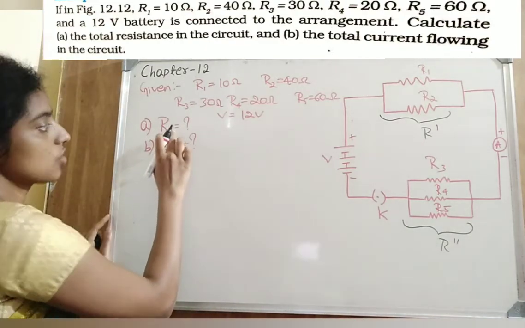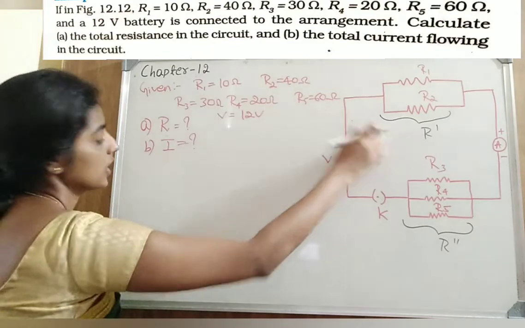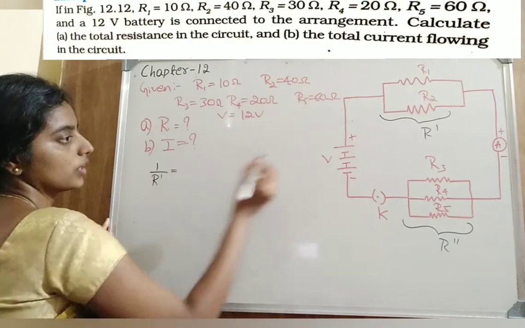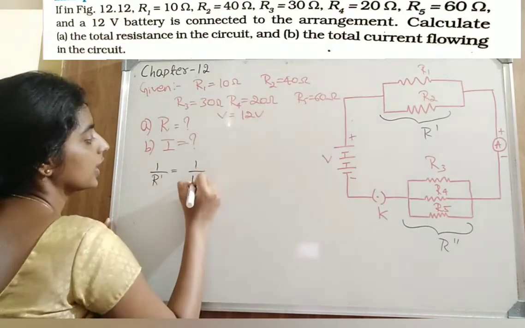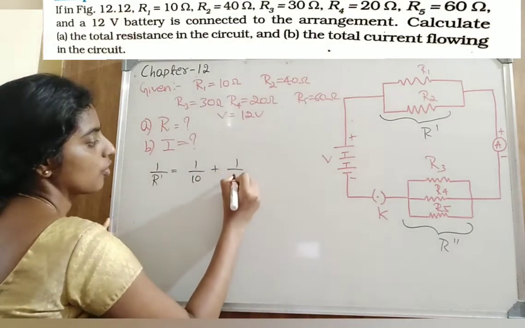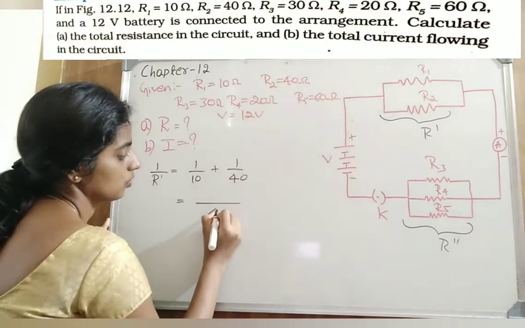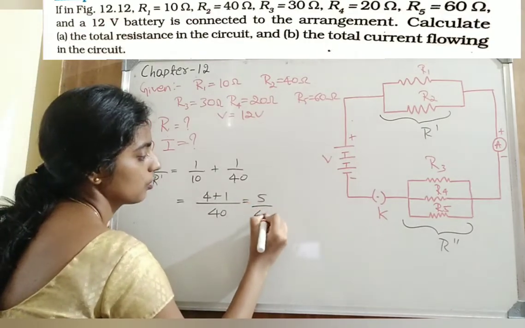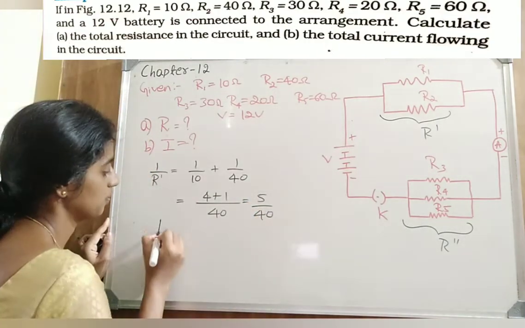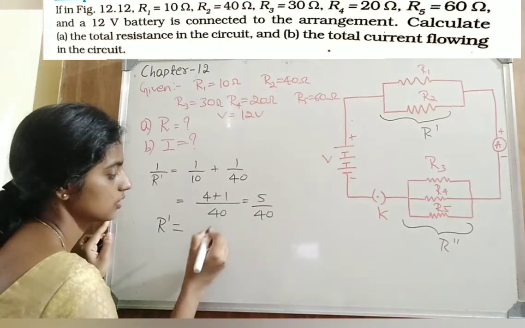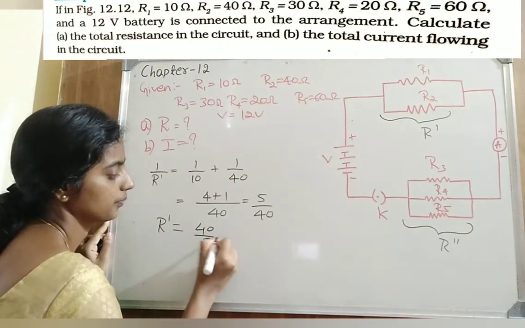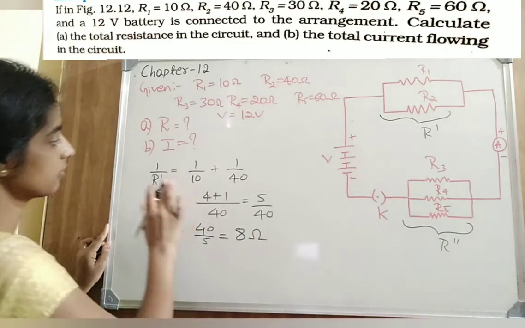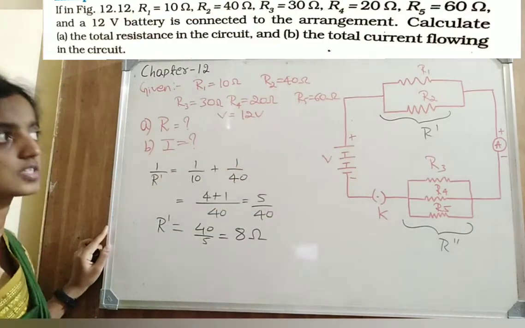So first let us solve the first one. As I said, we are taking 1 by R dash is equal to 1 by 10 plus 1 by 40. So here we will get 4 plus 1, it is 5 by 40, and taking the reciprocal we will get R dash, that is 40 by 5, which is nothing but 8 ohm. So we solved the first part of the resistors, that is R1 and R2.